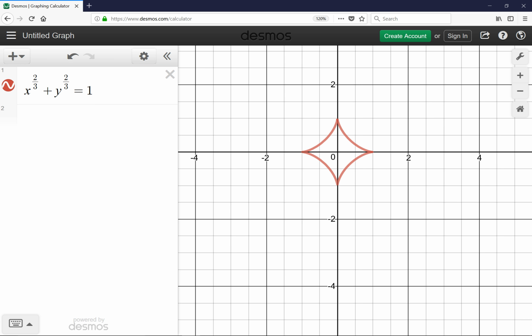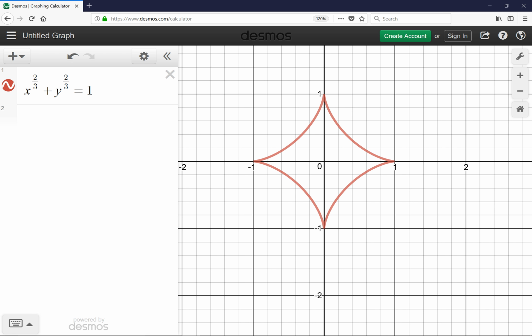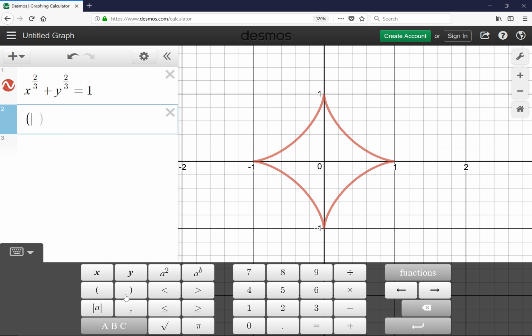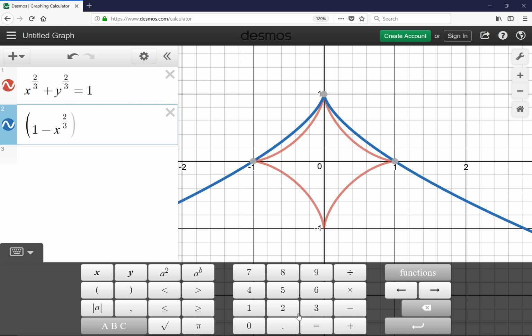You're like, well, I guess that's kind of neat, but can I just do part of it? Yeah, you can. Because of symmetry, and I think that's a beautiful thing, if I were to solve this for y, I'm going to get something that looks an awful lot like this: parentheses 1 minus x to the 2/3 power, and then I'm going to raise it to the 3/2 power. You see that? That's in order to solve for y.